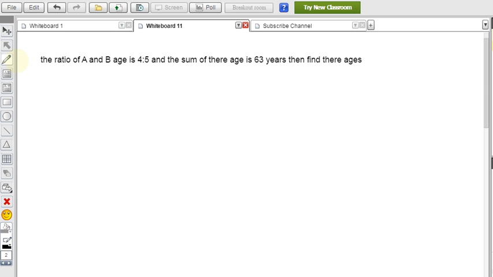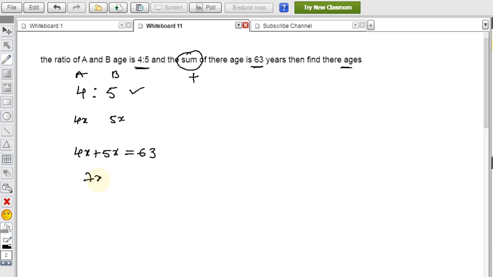Now the ratio of the age of A and B is 4:5, the sum of their ages is 63, then find their ages. So 4:5 is A and B, this is A's age and B's age. This is the given ratio. So we will take 4x and 5x. The sum of their ages is 63, and the sum is plus. So 4x plus 5x is equal to 63. Then 9x is 63.